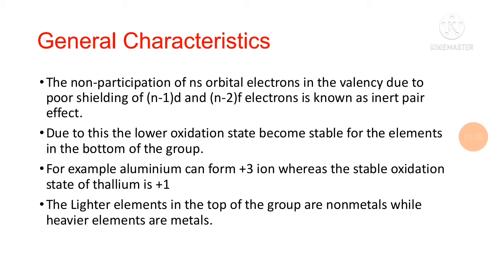What is the inert pair effect? The non-participation of ns orbital electrons in the valence shell. It is due to the poor shielding effect of (n-1)d and (n-2)f electrons. Due to this, lower oxidation states become more stable for elements at the bottom of the group. For example, aluminium can form a +3 ion, whereas the stable oxidation state of thallium is +1. And the lighter elements at the top of the group are non-metals, while heavier elements are metals.